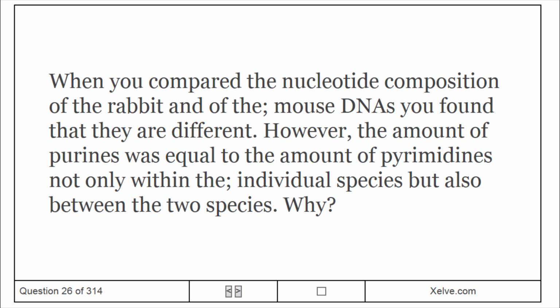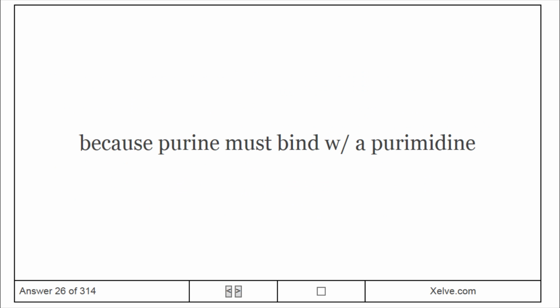When you compared the nucleotide composition of the rabbit and of the mouse DNAs, you found that they are different. However, the amount of purines was equal to the amount of pyrimidines, not only within the individual species but also between the two species. Why? Because a purine must bind with a pyrimidine.